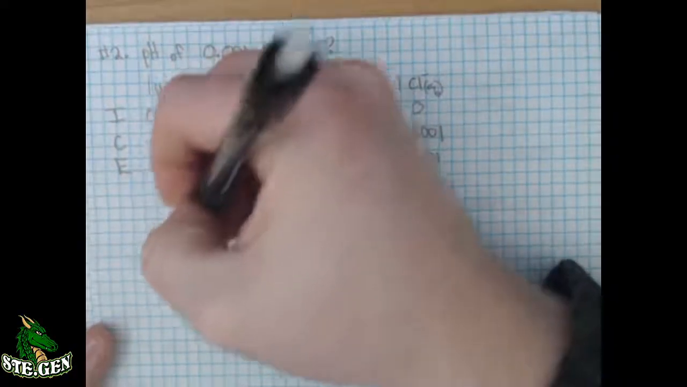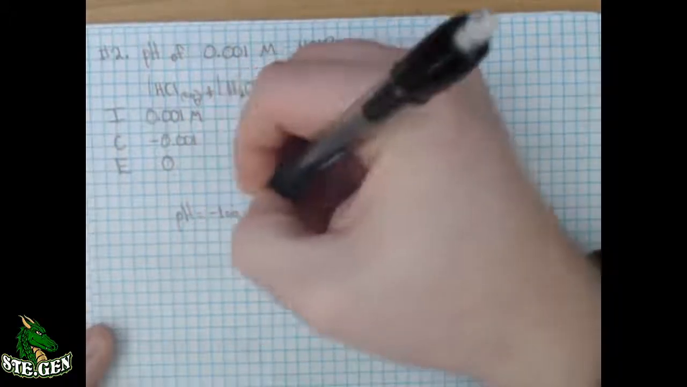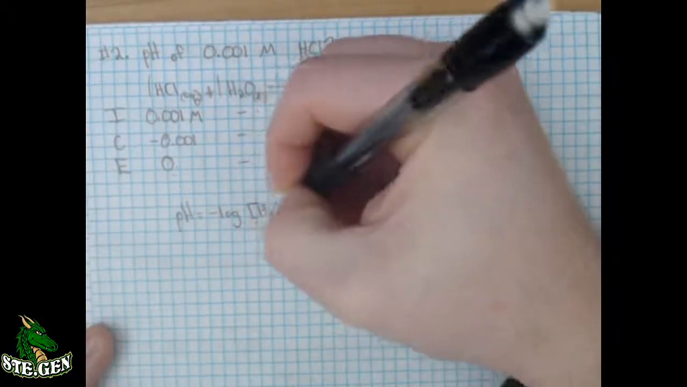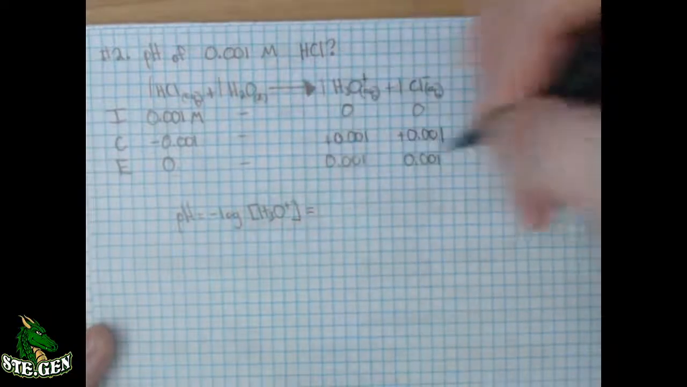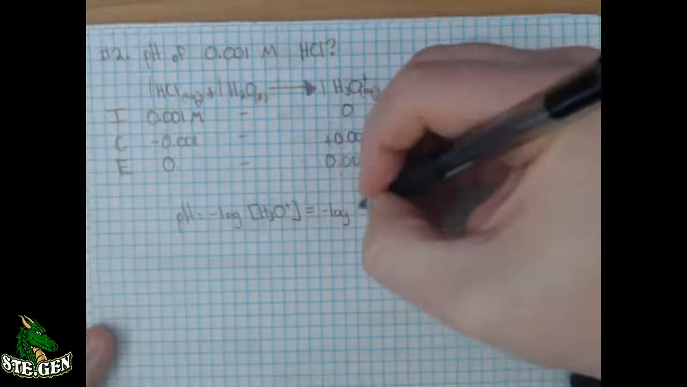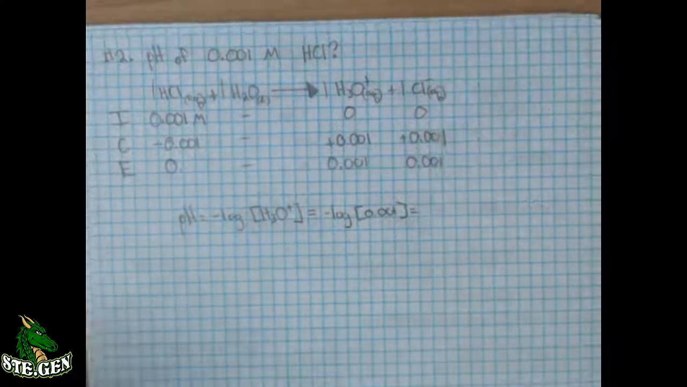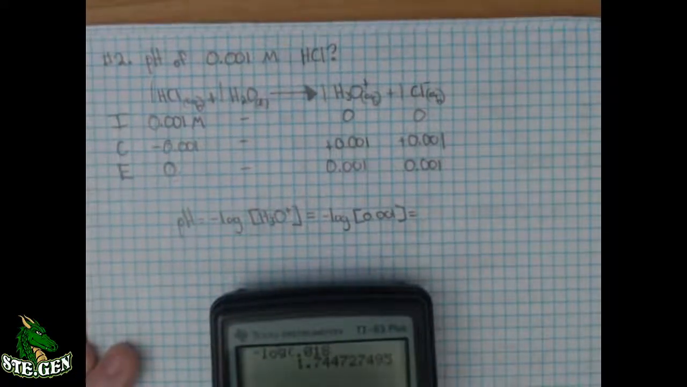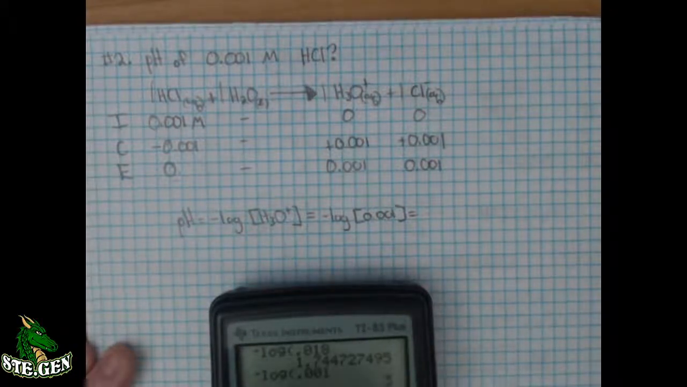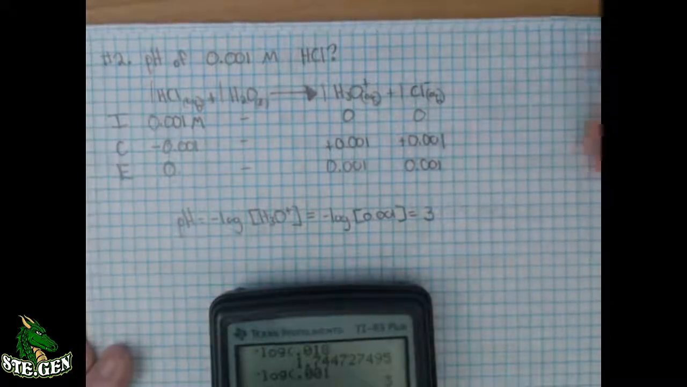All we have to do now is pH is equal to the negative log of our H3O plus. And in this case, that would be negative log of 0.001. Negative log of 0.001. We get a pH of 3.